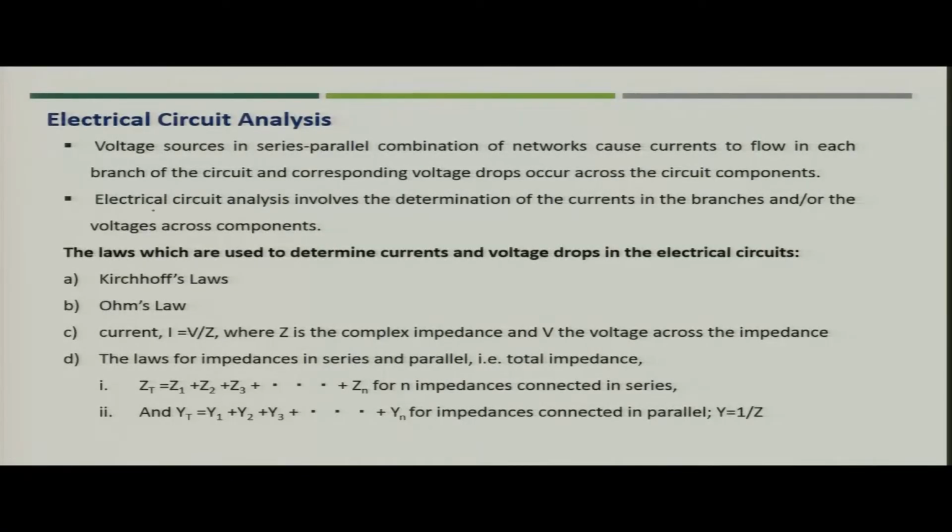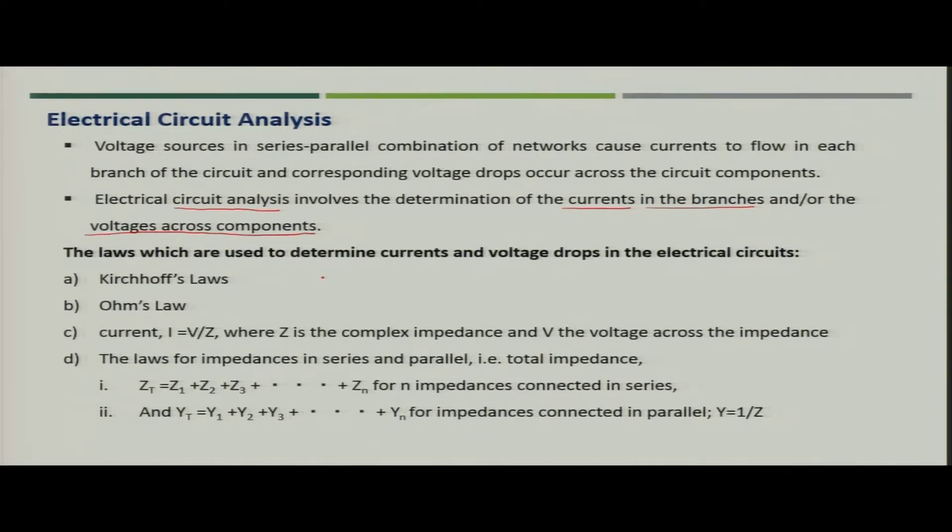of both. So, the objective of electrical circuit analysis is that you need to find out the currents and the voltages across the elements connected to the network. So, we will try to analyze the circuit and find out the currents in the various branches of the network and the voltage across the components.